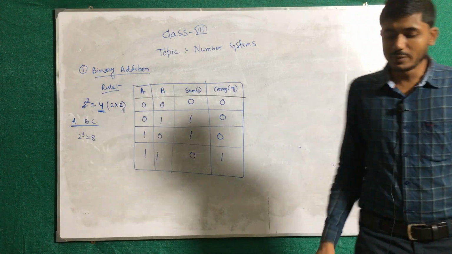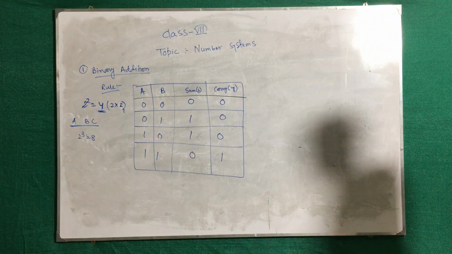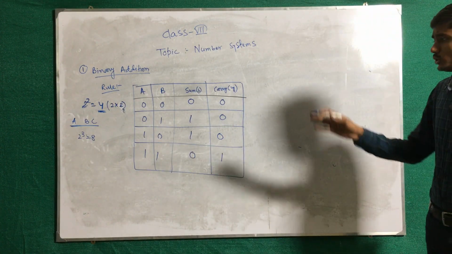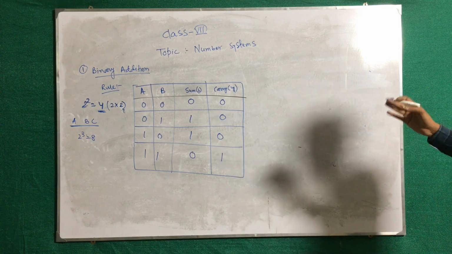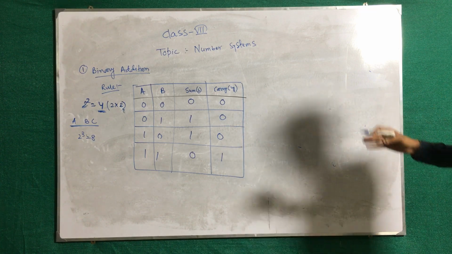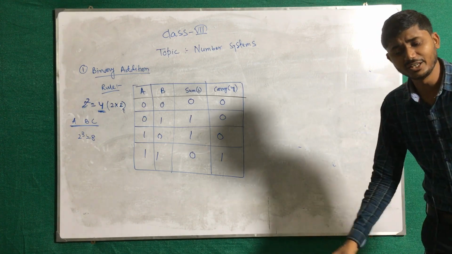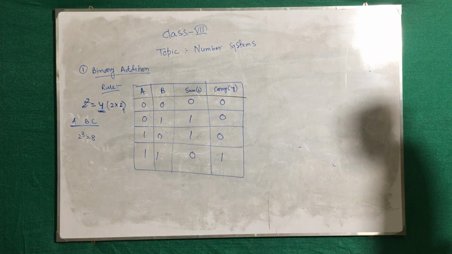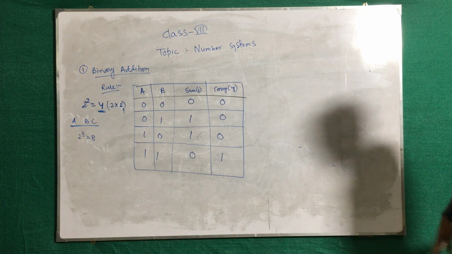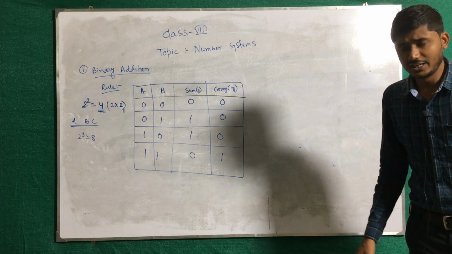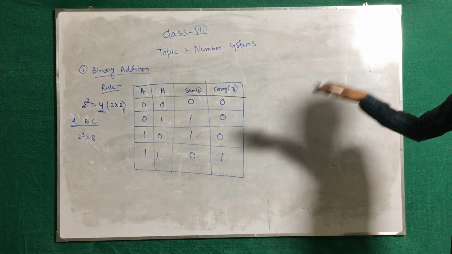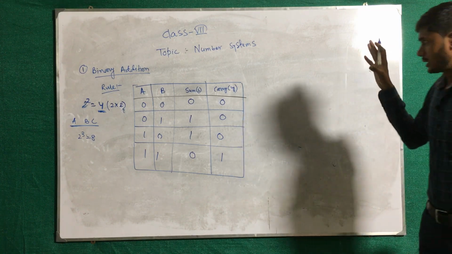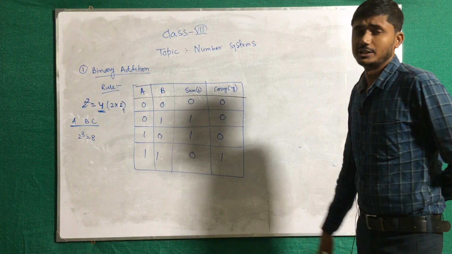So first one is 0 plus 0: sum 0, carry 0. 0 plus 1: sum 1, carry 0. 1 plus 0: sum 1, carry 0. 1 plus 1, that means sum is 0 and carry is 1. This is the actual condition of binary addition, the actual rule for completing the addition.